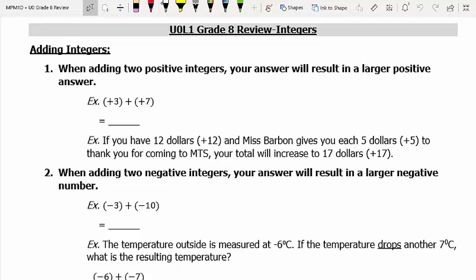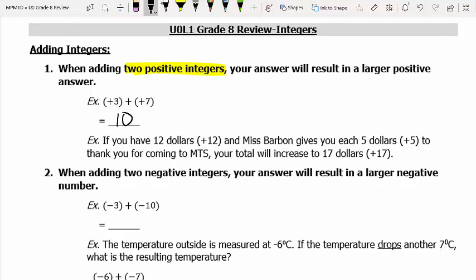So when you're adding integers, first of all, if you're adding two positive integers together, your final answer is just going to be a bigger positive number. So plus 3 plus 7 is just positive 10. You don't need to write that positive there. If there's no positive or negative sign, it's assumed that it's positive.